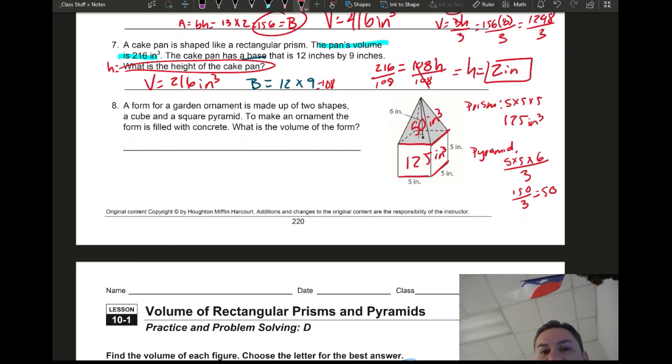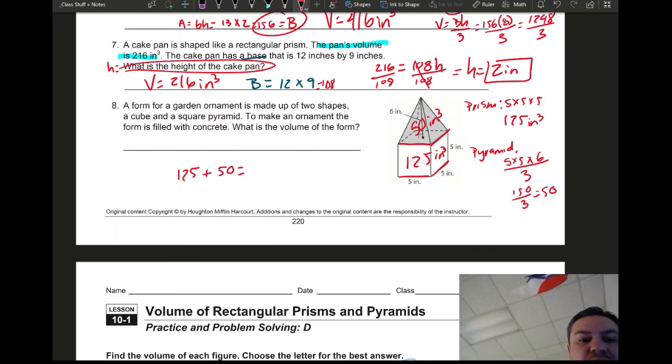All you have to do now is add them together. So you have 125 plus 50, which gives you 175 inches cubed. And that's the final answer. That's the volume for that.